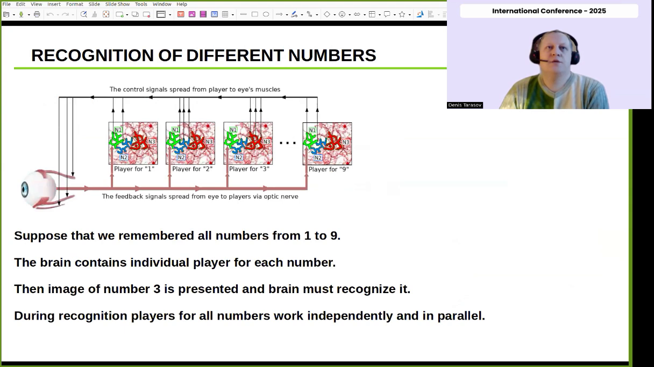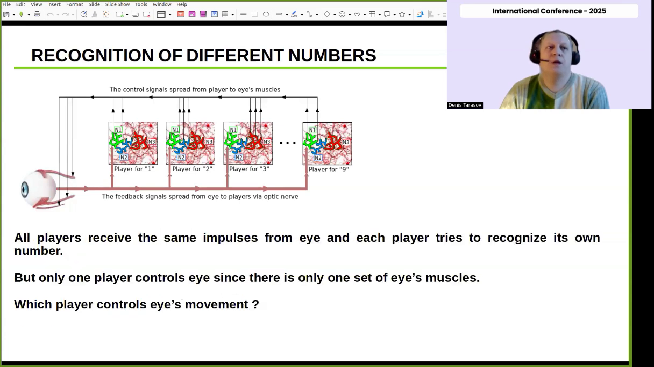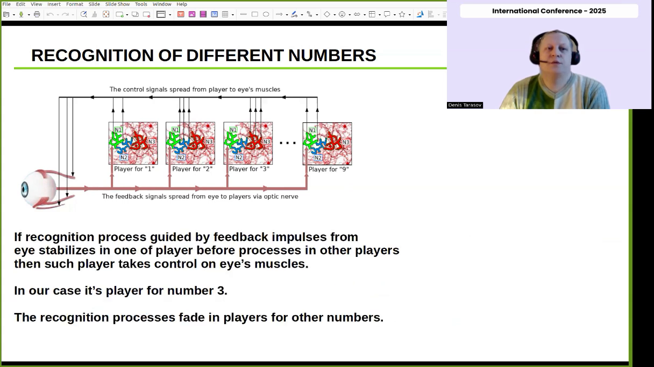The next slide is recognition of different numbers. Suppose that we remembered all numbers from 1 to 9, and the brain contains individual players for each number. Then an image of number 3 is presented and the brain must recognize it. During recognition, players for all numbers work independently and in parallel. All players receive the same impulses from the eye, and each player tries to recognize its own number. But only one player controls the eye, since there is only one set of the eye's muscles. Which player controls the eye's movement?